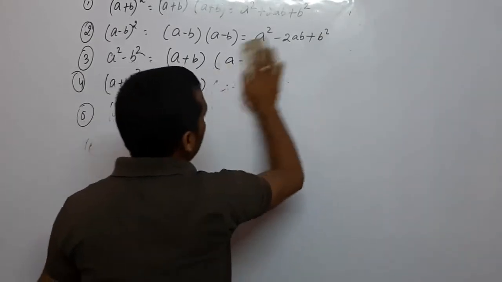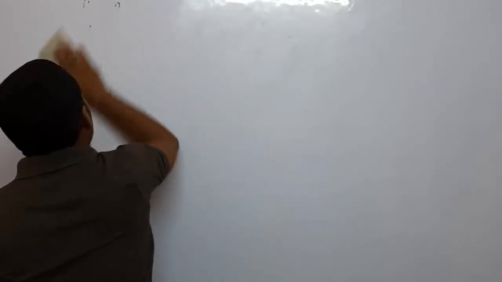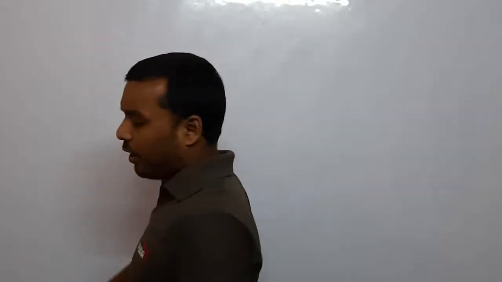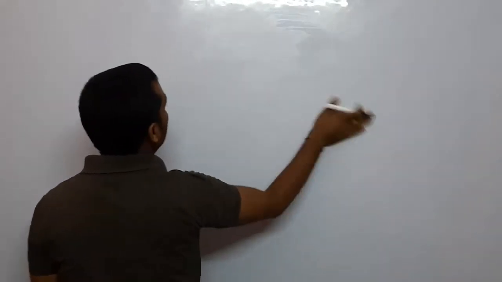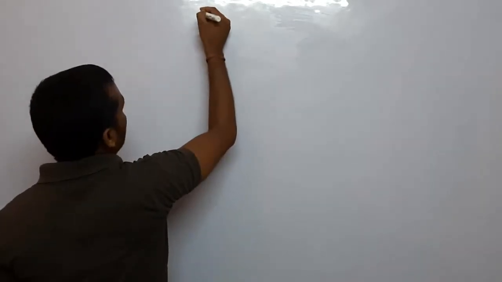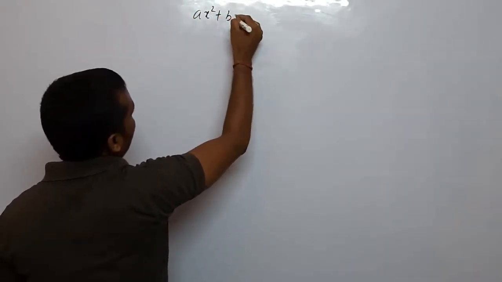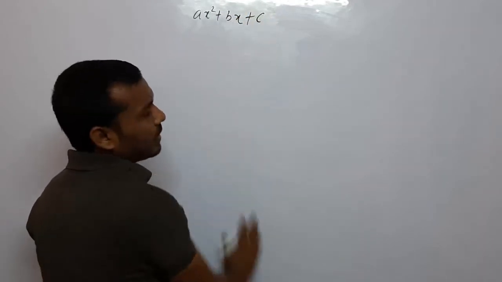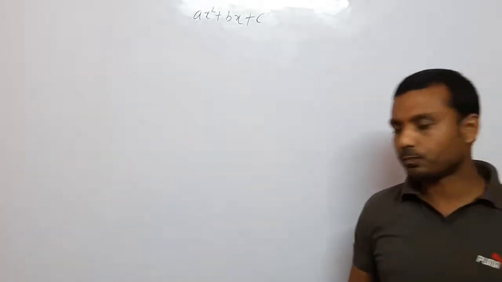And middle term splitting belongs to the group of the quadratic polynomial. So first of all, let us know about the quadratic polynomial. A quadratic polynomial is of the form ax square plus bx plus c. Okay, this is the standard form of the quadratic polynomial.